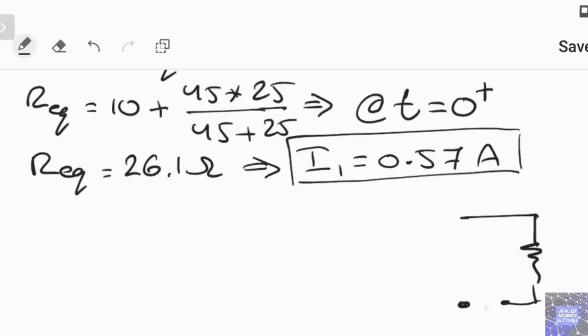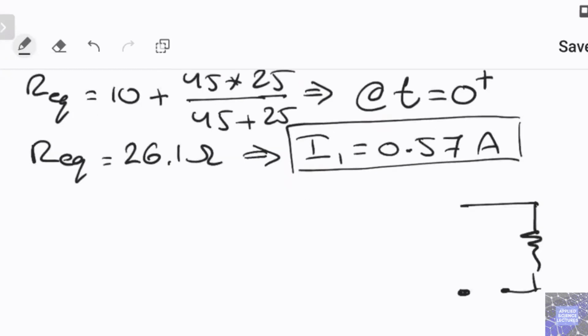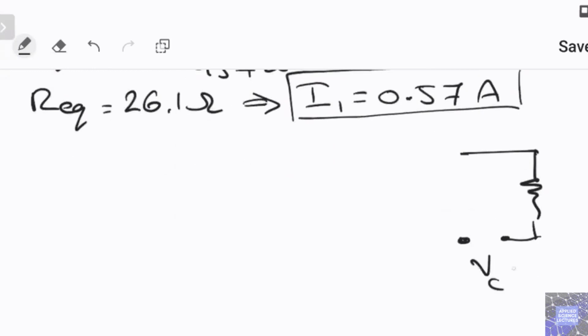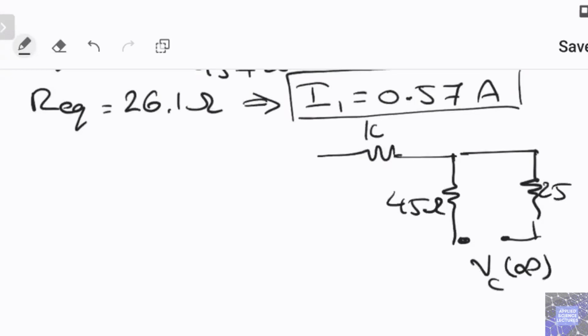Replacing the capacitor with an open circuit. Now this is VC at the moment of infinity, 45 ohm, 25, 10 ohm, 15 volts.